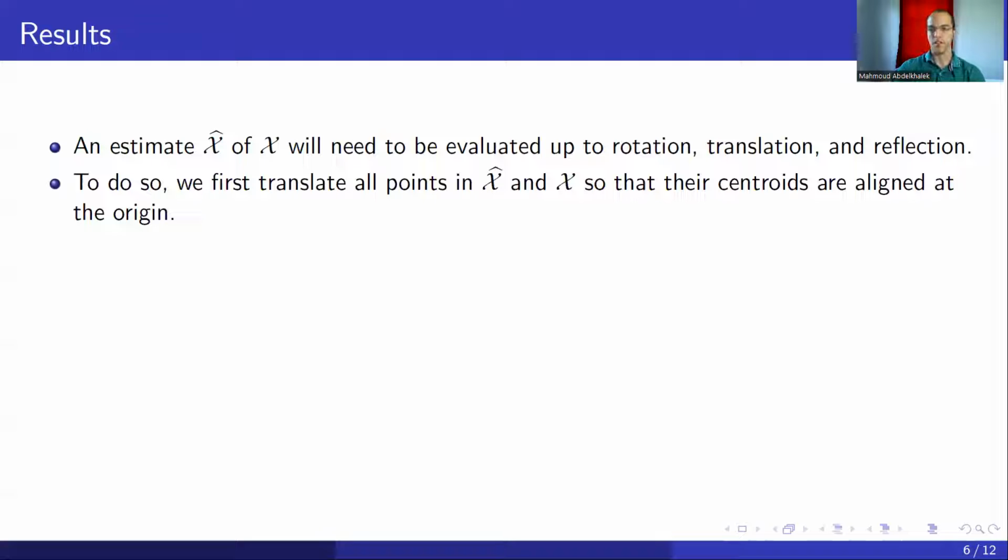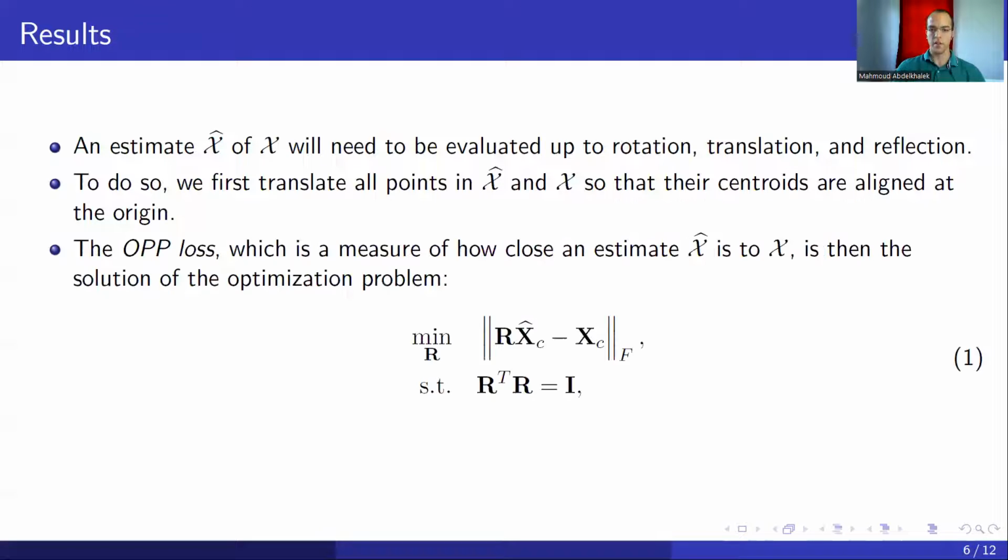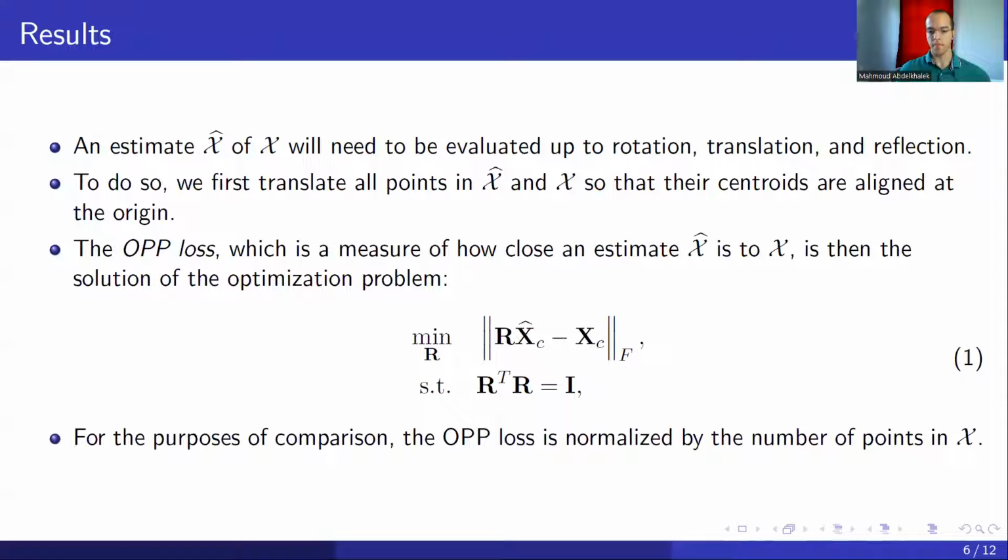The first step is to translate the estimate and the ground truth structure so that their centroids are aligned at the origin. The next step is to solve an optimization problem where we're trying to find an orthonormal matrix R, which represents a rotation and/or a reflection of the estimate so that it's aligned as close as possible to the ground truth structure. If we want to compare OPP losses for different structures with different numbers of points, then it's a good idea to normalize the OPP loss by the number of points in a structure.